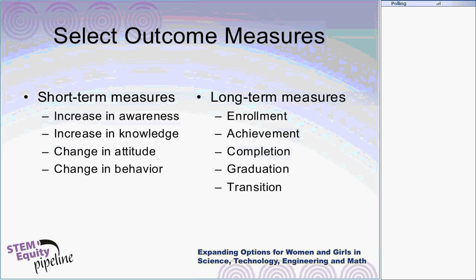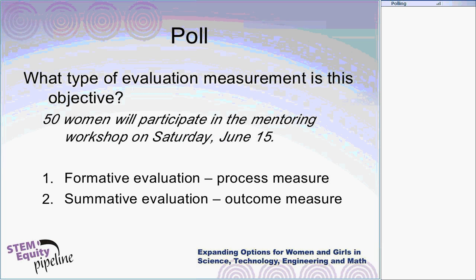So going back to the poll, what type of evaluation measurement is this objective? We had 16 out of 32, but 50-something percent decided it was a formative evaluation, a process measure, and 16% of you said it was a summative measure. And that's the difficulty about attendance as a measurement of evaluation. And that really, in my mind, and certainly in most of the research that I've read, this is really a process measure.